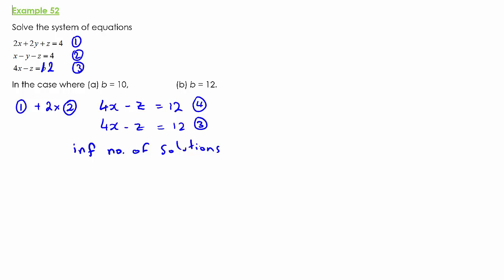Could we find the equation of that line? Well, yes, we can. So from 3, we can say that z would be equal to 4x take away 12. And that also means, because we'll need this in a minute, that x would be equal to z plus 12 divided by 4. So let's call this star.